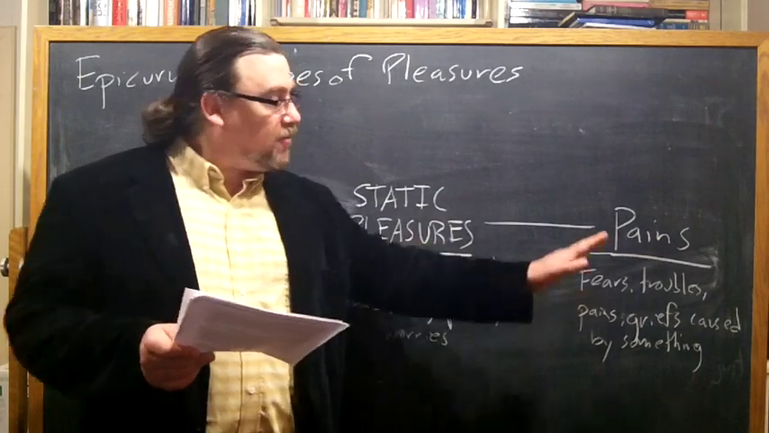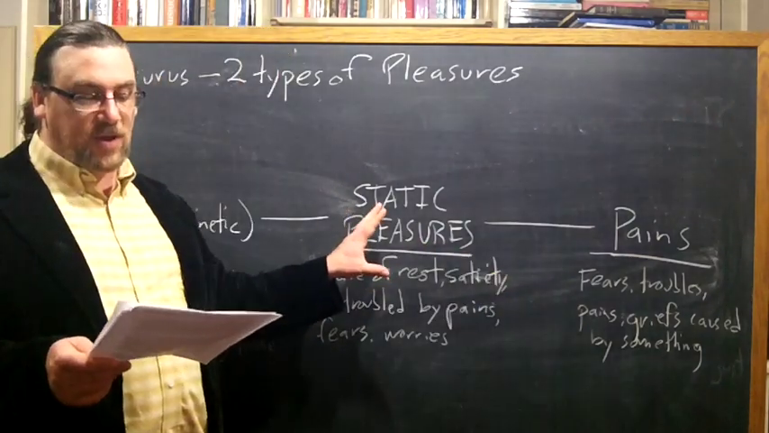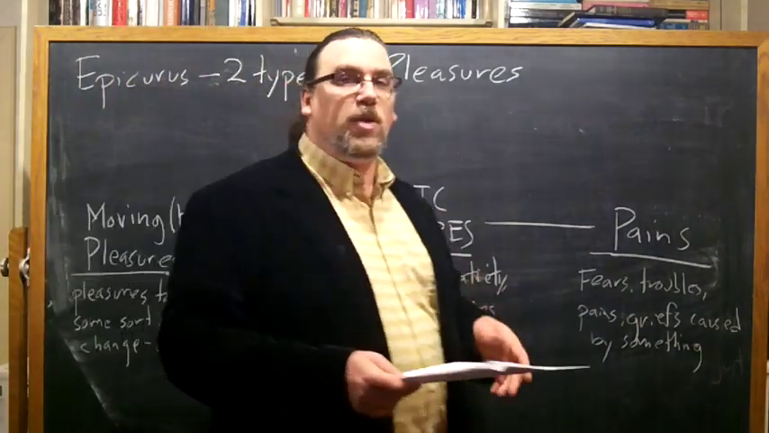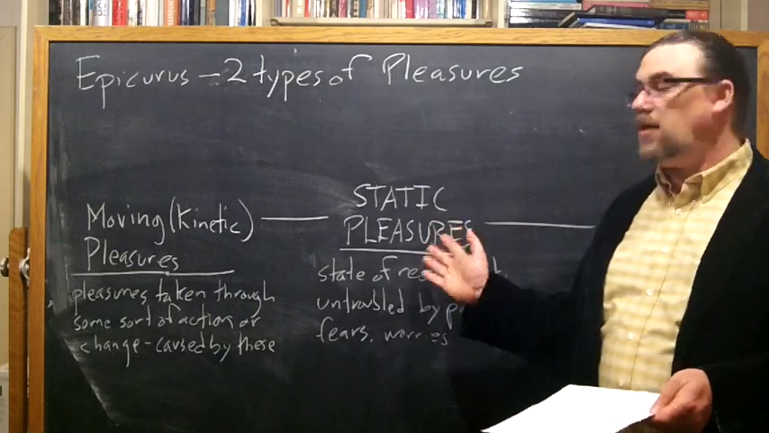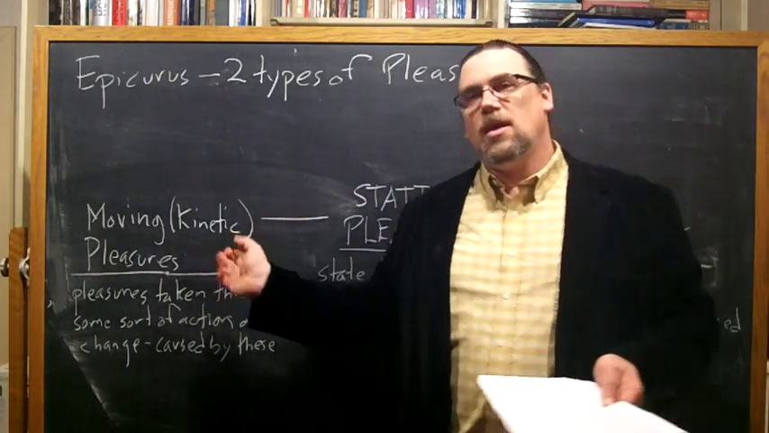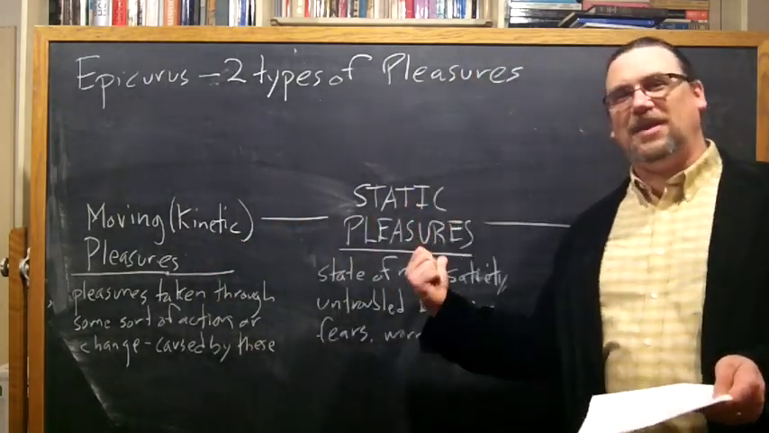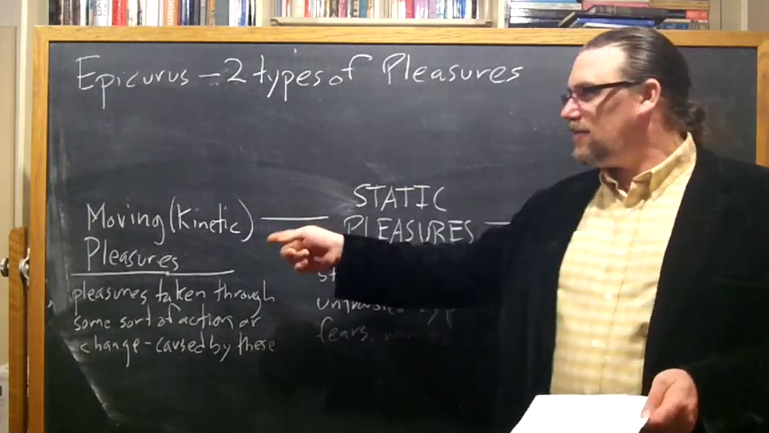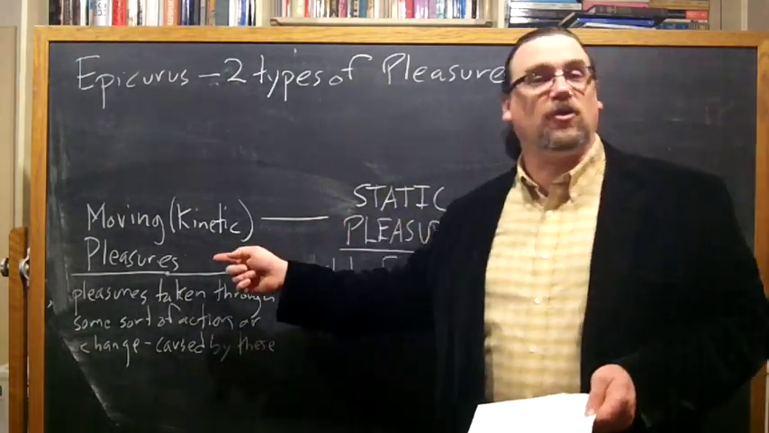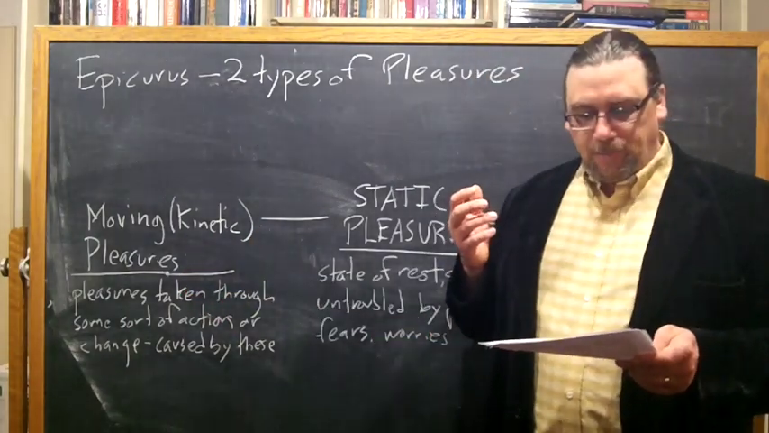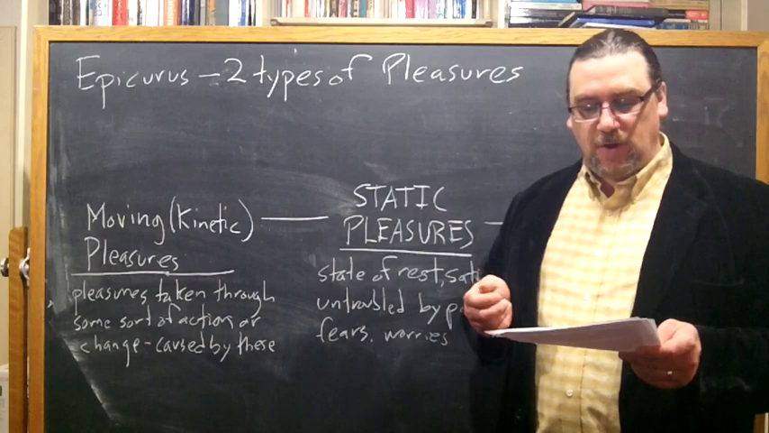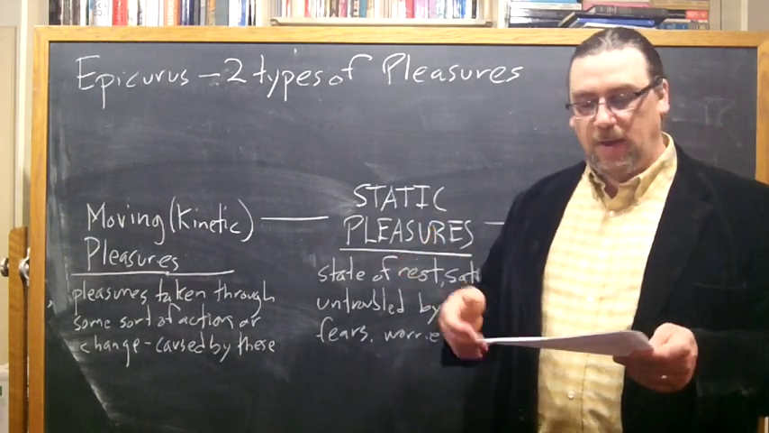When we do not grieve, when we've removed that, when we're in this state of static pleasure, we don't really need this kind of pleasure over here because we're already feeling good. If we want to add some of this, that's the gravy. That's the meat, right? That's what we really want. That's just an addendum to it. So he says, on this account we affirm that pleasure is the beginning and end of living happily, right?